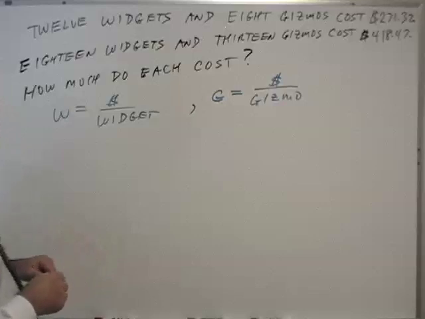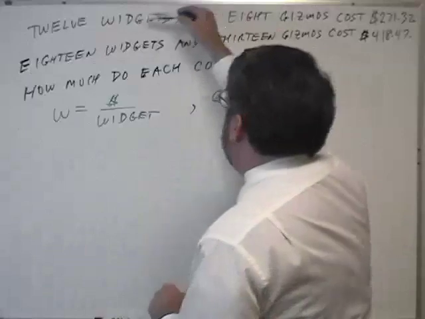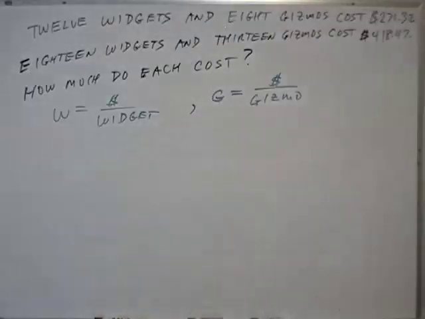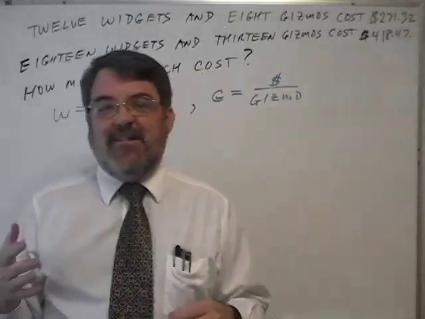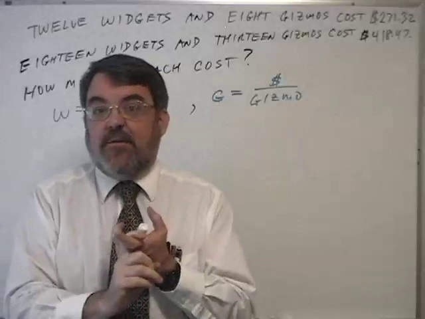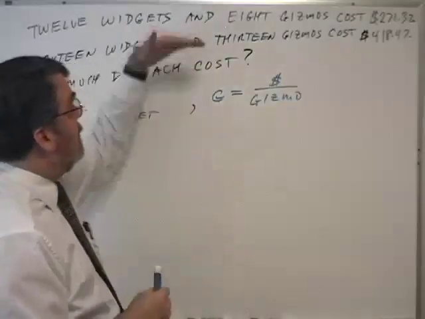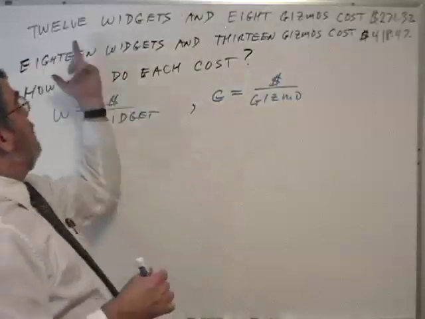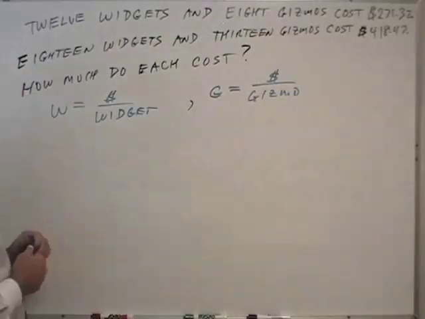All right, so how do we account for this information? Notice I'm going to translate each sentence into algebra, and there are two such sentences because we need two clues to solve this problem. Two unknowns, two clues. Here's the first clue. 12 widgets and 8 gizmos cost so many dollars.